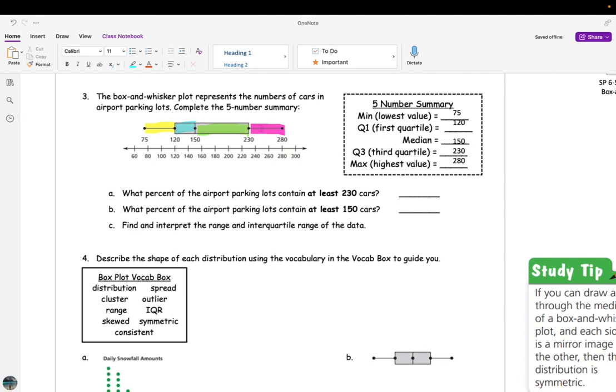So at least 230 cars, we're talking 75%. That's the percent there. And then at least 150 cars, even though it looks like it's more than half, it's just half. It's just that it's more spread out than the lower half is.